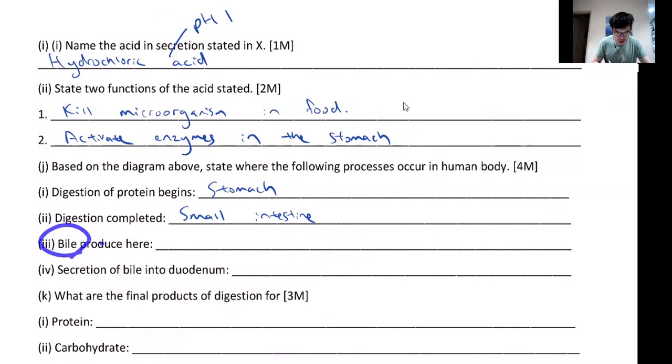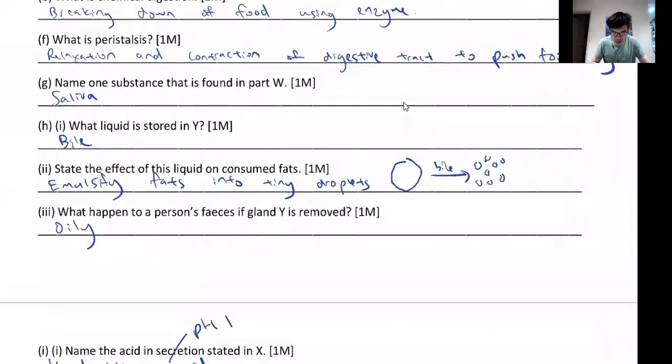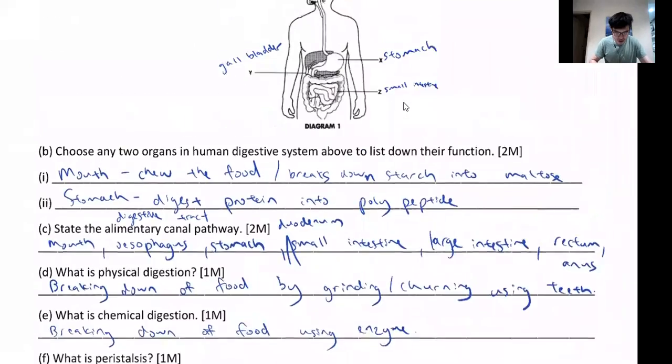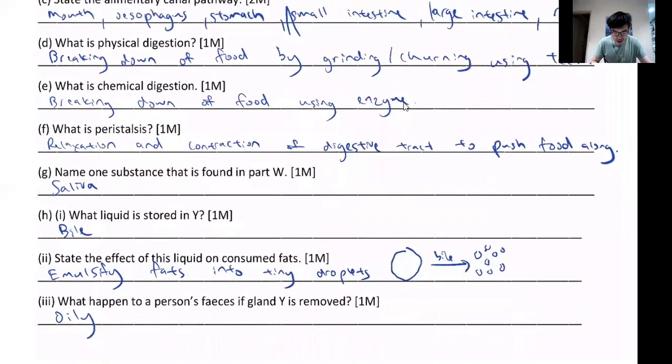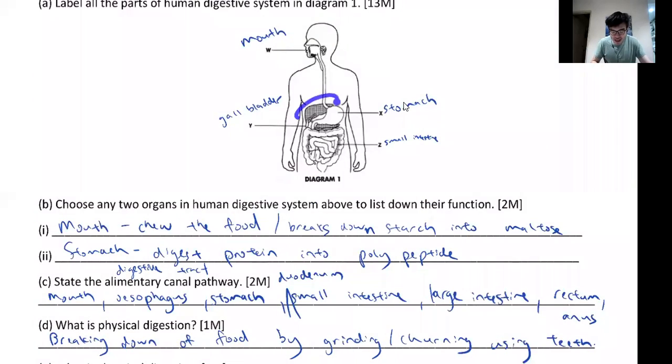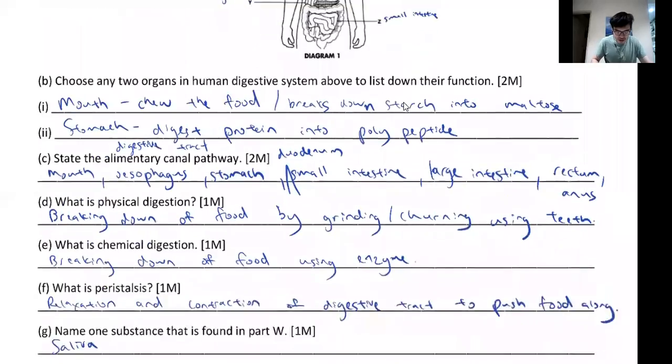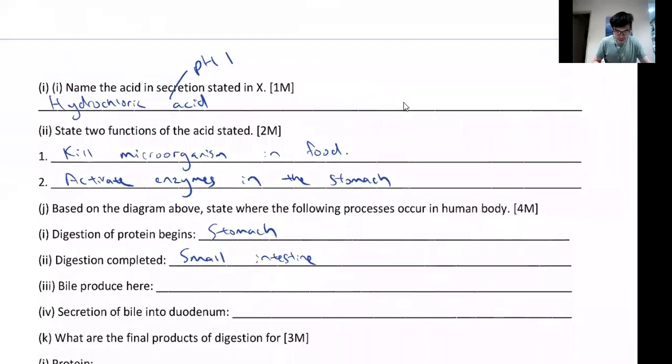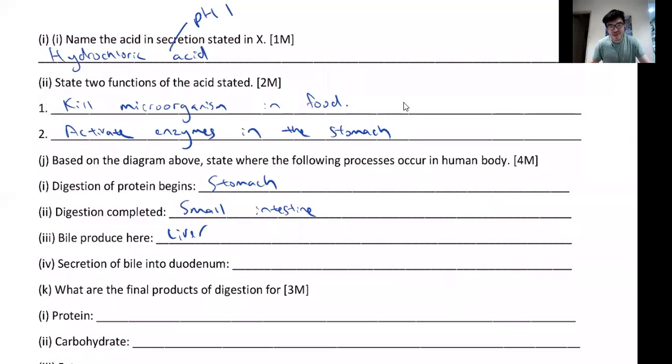So bile is produced here. Okay, here's the thing. Many people thought that this thing produces bile. No, this thing will store bile. You see, stored in Y. Y will store the bile. But who produces it? It's the liver. Your liver will produce your bile. So bile is a very funny stuff. It is produced by the liver, but it is stored in a little bag called the gallbladder. Different: liver produces it, gallbladder stores it.